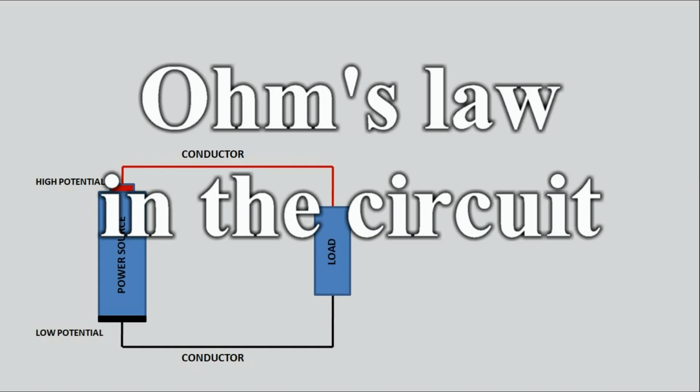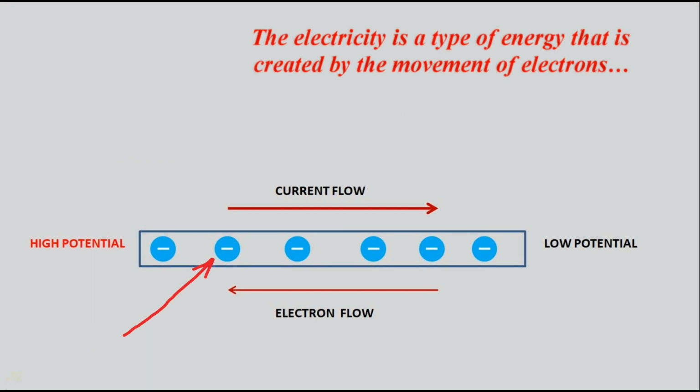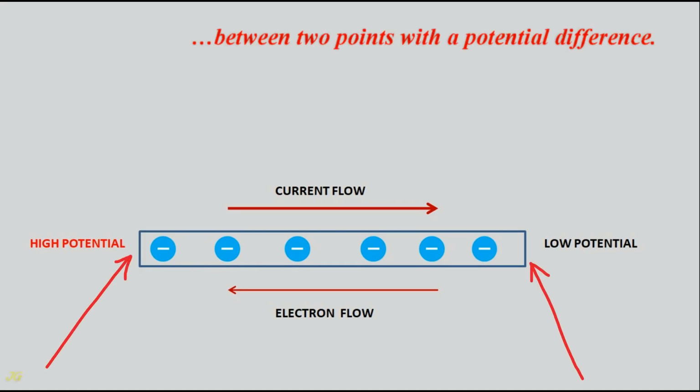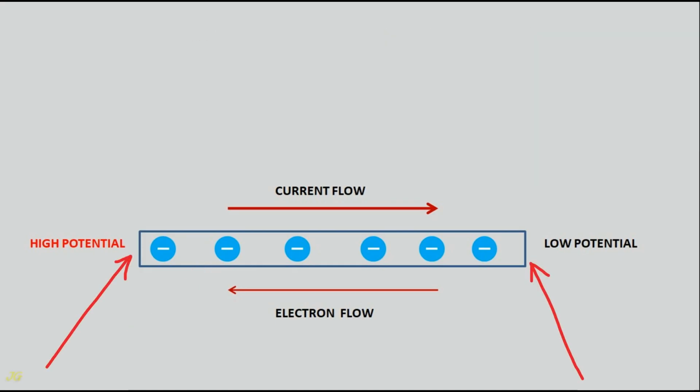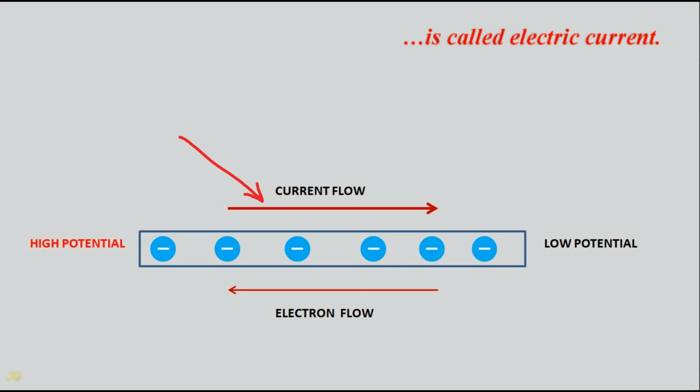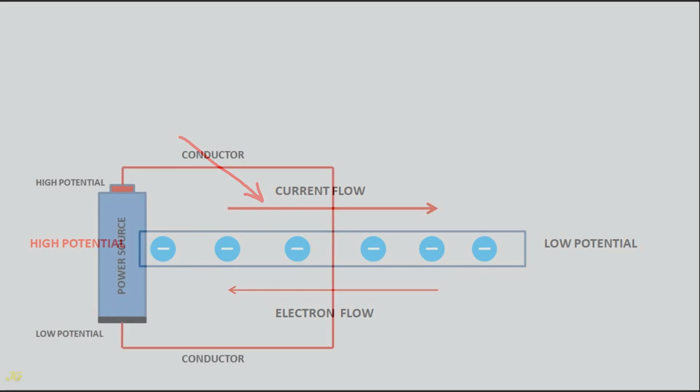Ohm's law in the circuit. Electricity is a type of energy that is created by the movement of electrons between 2 points with a potential difference. This movement of electrons, electric charges, is called electric current.